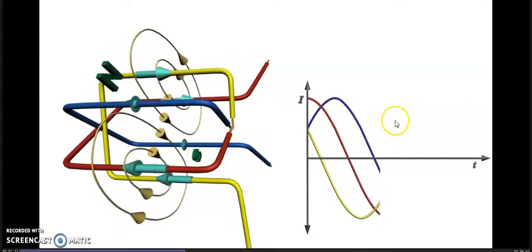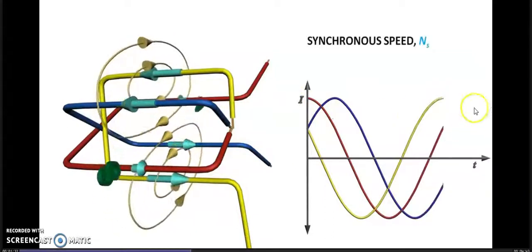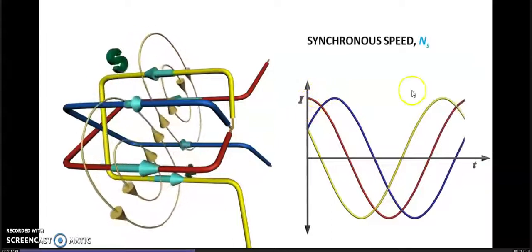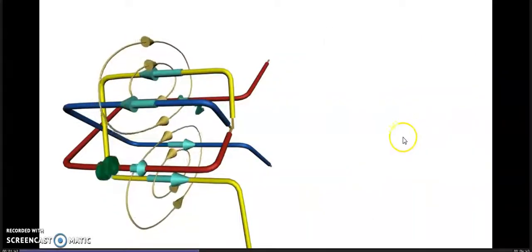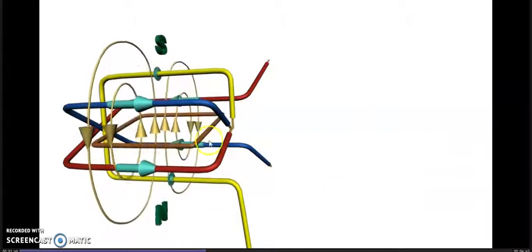So when this happens for all these three, it creates a continuous change in the field, whereas remember, the magnitude remains constant but the field is alternating. Okay, so this is what the synchronous speed is. Assume this is a stator. So whenever I place a rotor, you can see the brown one is a rotor.